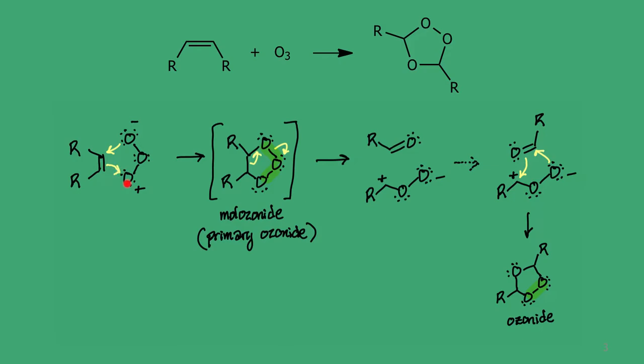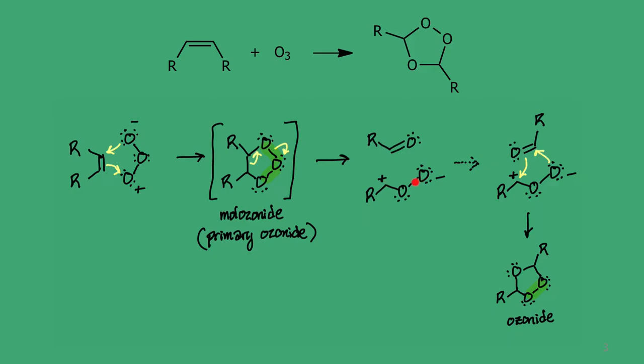So the pi bond will add to the positive charge, but the negative can add back to the other end of the carbon. And this happens in a concerted fashion and produces a five-membered ring with three oxygens in it. These are known as molozonides, and they are discrete intermediates in the reaction. They're also sometimes called primary ozonides. And they do an interesting thing. They immediately decompose and split apart into these two components, where we have an aldehyde and we have this dipolar species. And this is a 1,3-dipolar species, much like those seen on the first slide.